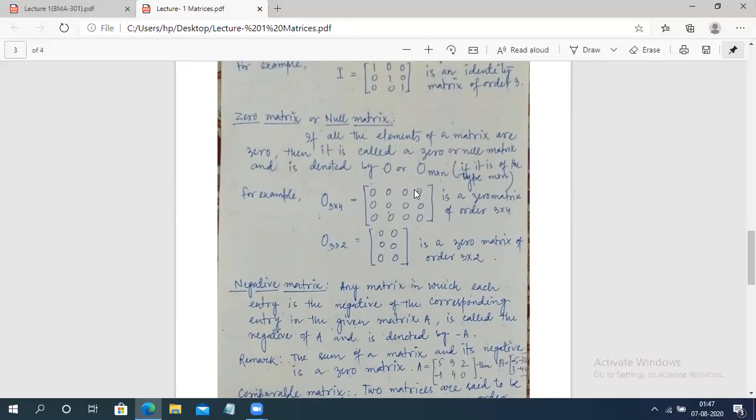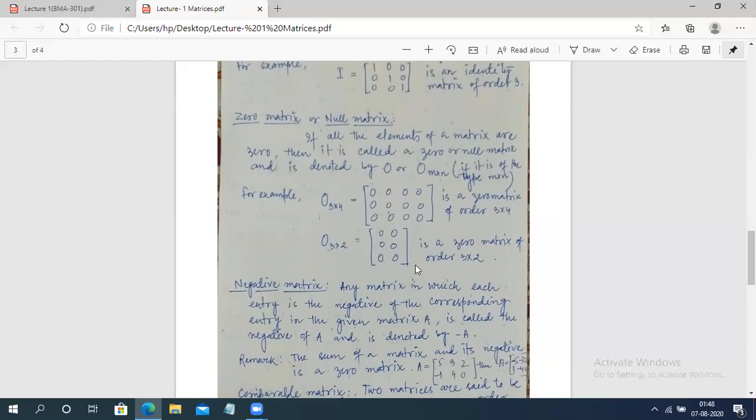See, this is the first row, second row, third row. So there are 3 rows, and these are the vertical lines, first column, second column, third column, fourth column. So it has 4 columns. So this is a matrix of order 3 by 4. Zero matrix is denoted like this, 0, or you can say O. This is a zero matrix of order 3 by 2. Okay.